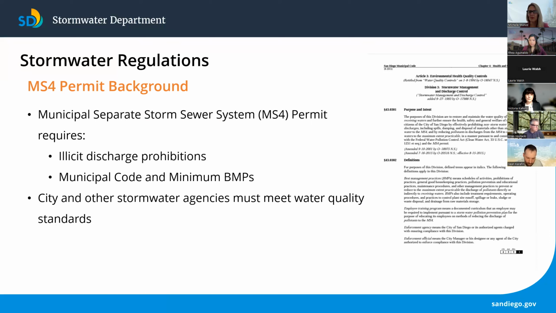So the MS4 permit also includes really specific regulations regarding what's allowed and what's not allowed, and particularly in dry weather. It also requires us and other jurisdictions to pass a municipal code that prohibits these discharges. It requires minimum best management practices for any potentially pollution generating activity, which includes power washing. And we also have to have enforcement procedures such as escalating enforcement, which I'll talk about in just a little bit. Next slide, please.